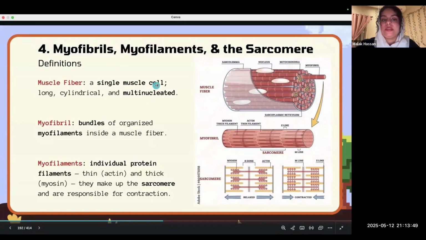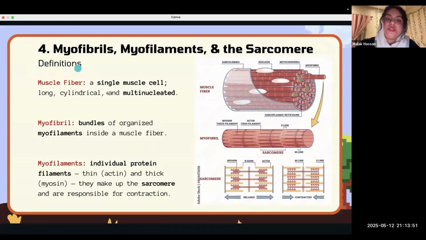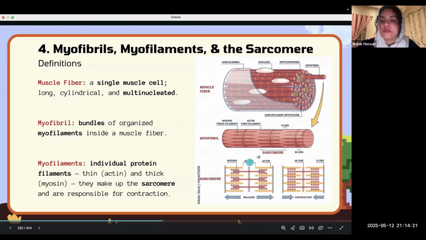What about myofibrils, myofilaments, and the sarcomere? You have muscle fibers, which are a single muscle cell. It's long, cylindrical, and multinucleated. This is a muscle fiber, the entire thing. A myofibril is just bundles of organized myofilaments inside, and myofilaments are the little ones. If you take this and zoom it out, this is a myofibril, and within it you have myofilaments. So you have myosin filaments and actin filaments, and they make up the sarcomere, and they're responsible for contraction. So this is the sarcomere. If you zoom in even more, you have the sarcomere.